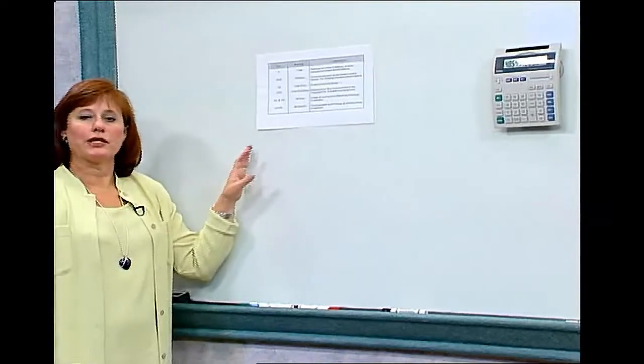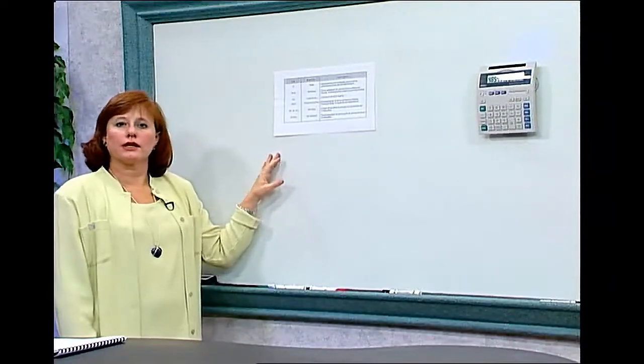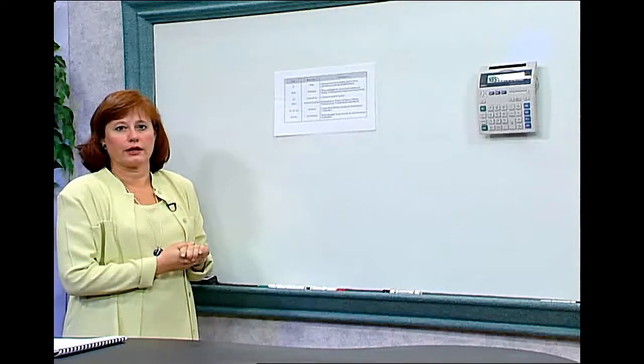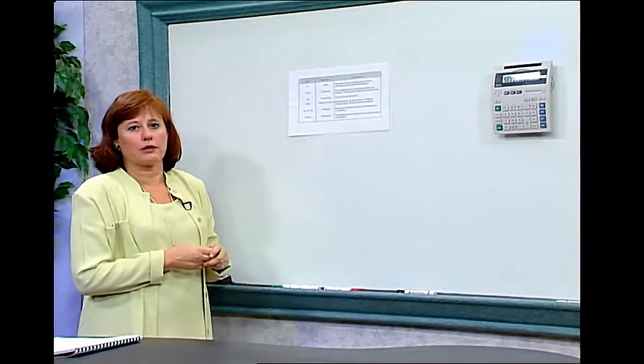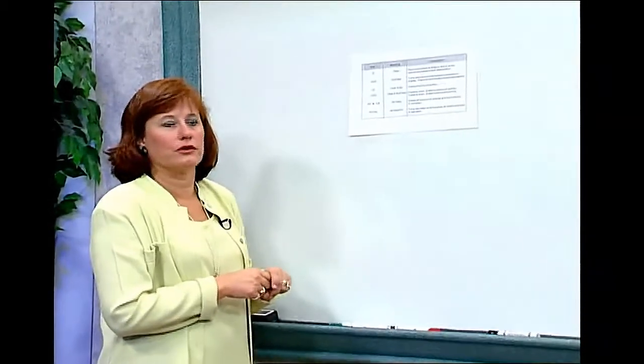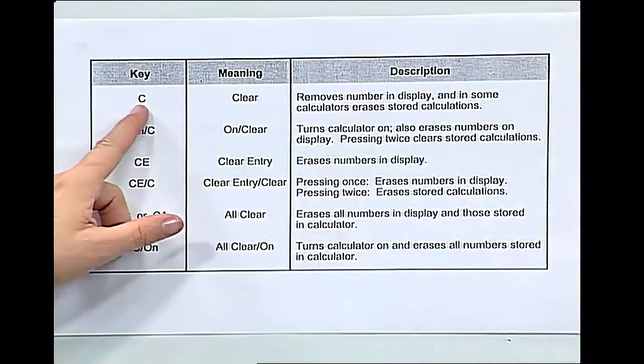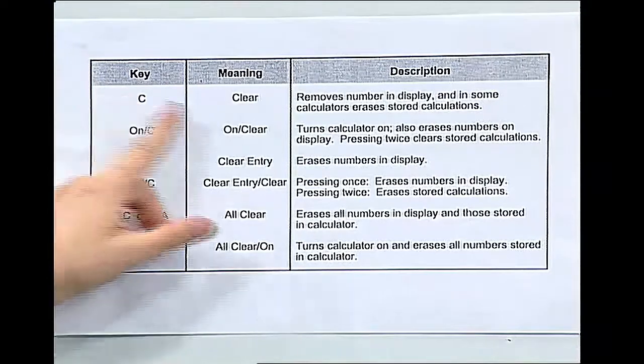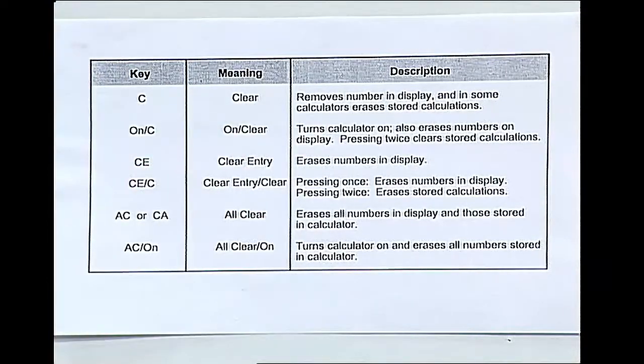Some other keys you might want to become familiar with on your calculator are the keys that clear information out of your calculator. They're slightly different on every make and model, so you'll want to make sure that you try these keys out so you know their exact function before you use them. The C button is a general calculator key that means clear. It will remove the number in display, and in some cases it will actually remove everything that you've done in your calculator up till now.